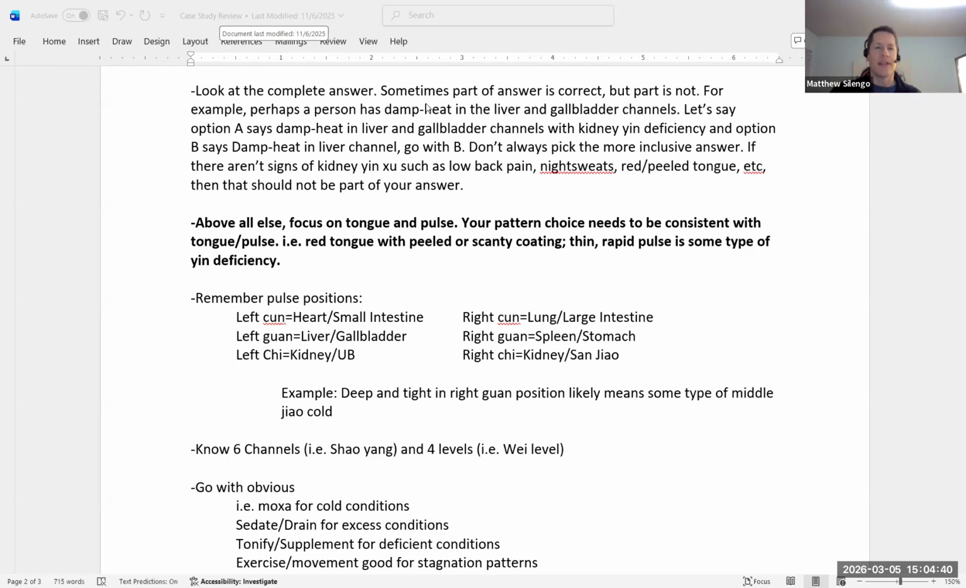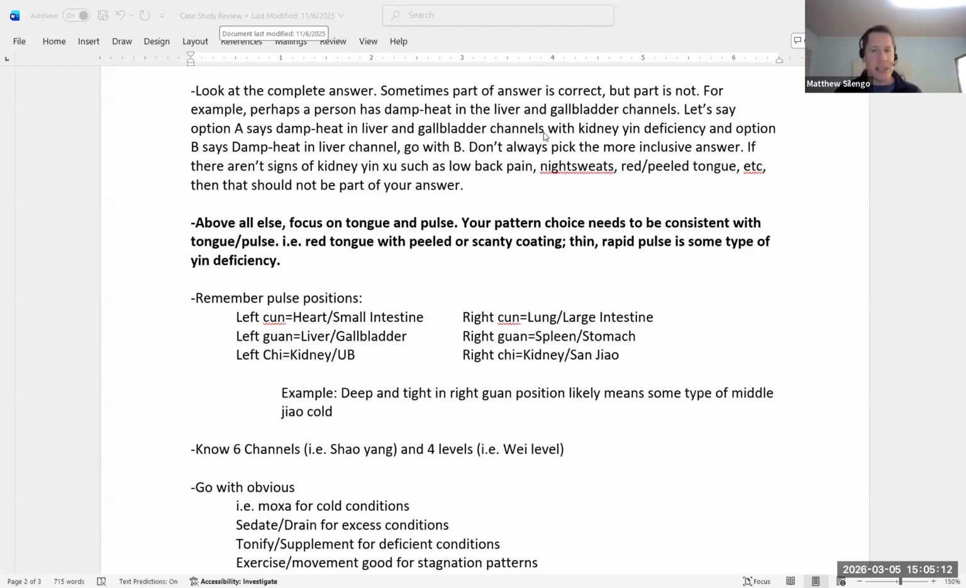Don't start finding ways to justify kidney insufficiency if the case doesn't really give you any signs of that. So let's say option B says damp heat in the liver channel, just plain damp heat in the liver channel. It doesn't mention the gallbladder channel. In that kind of scenario, I'd go with option B, because keep in mind, if somebody has damp heat in the liver and gallbladder channels, it would still be accurate to say they have damp heat in the liver channel, because they do. Maybe you would have also said gallbladder if you were writing an answer out, but it's not wrong to say they have damp heat in the liver channel.